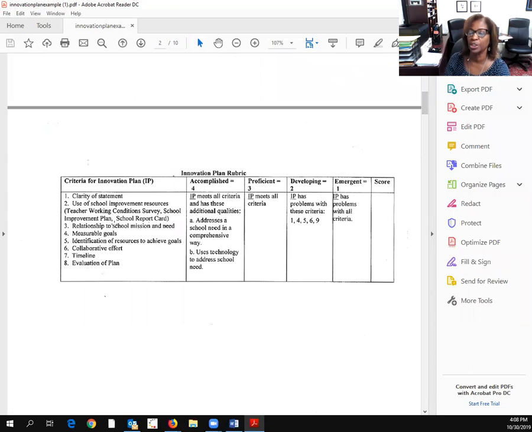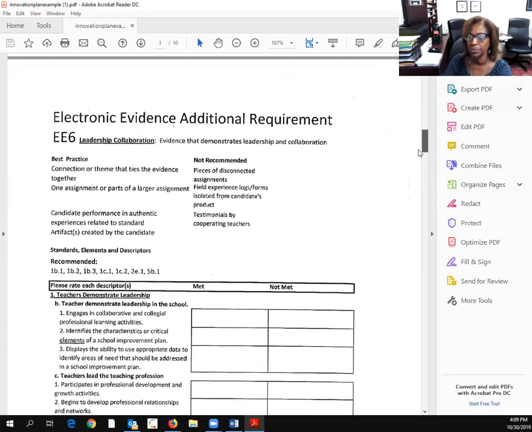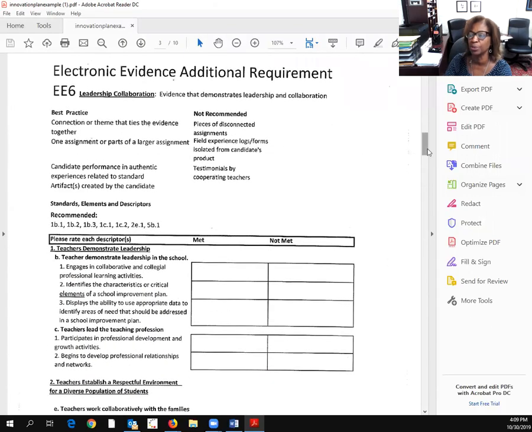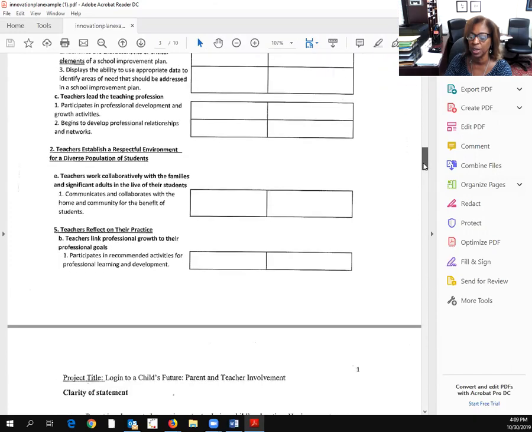This is the rubric. Make sure that you have clarity of statement, that you identify what school improvement resources you use. Was it a teacher working condition survey, school improvement plan, the school report card? Make sure that you've included how your project relates to the school mission and of course the need. Provide a measurable goal. Identify your resources that you needed in order to achieve your goal. Who collaborated with you? What was your collaborative effort? Make sure you have a timeline and of course an evaluation of your plan. How was your plan evaluated?